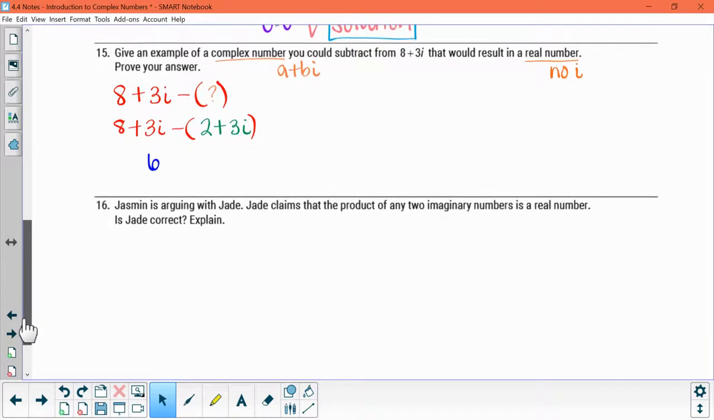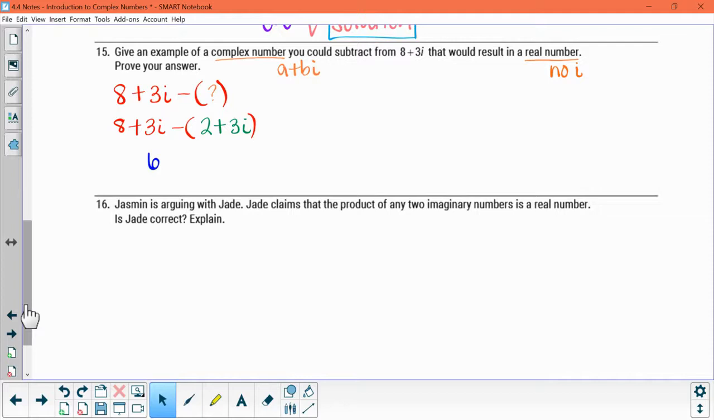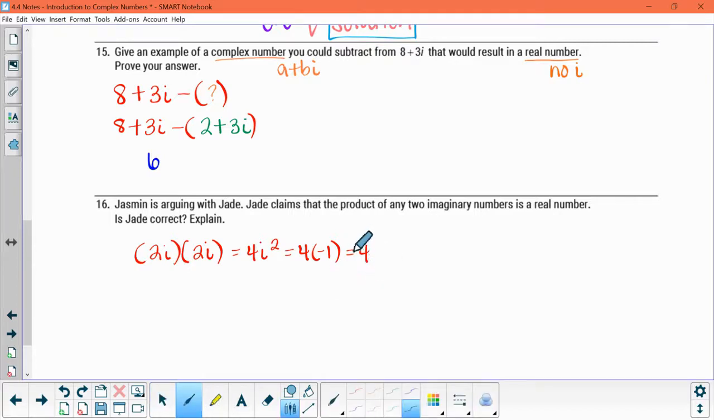Next, we have Jasmine arguing with Jade. Jade claims that the product of any two imaginary numbers is a real number. Is Jade correct? Explain. So let's go ahead and approach this in two different ways. First, let's look at the case where I have 2i times 2i. Well, real terms times real terms gives me 4. i times i gives me i squared. And i squared can be replaced with negative 1. So my answer is negative 4, which is a real number. So in this case, yes, the product of two imaginary numbers is a real number.